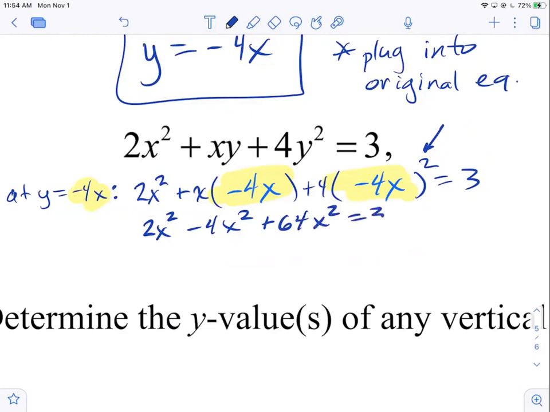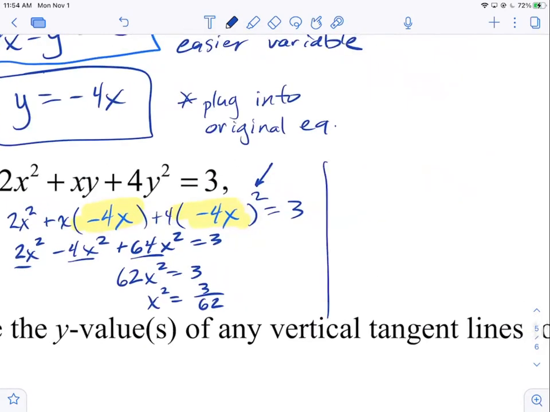Now notice we do have like terms at this point, right? That's what I mean by it's going to work out. You just got to have the right coefficients. So careful. All right, so 64 minus 4 is 60. We get 2 added back, so we get 62x squared equals 3. We divide through by 62 and we get 3/62. And then how do we solve for x?